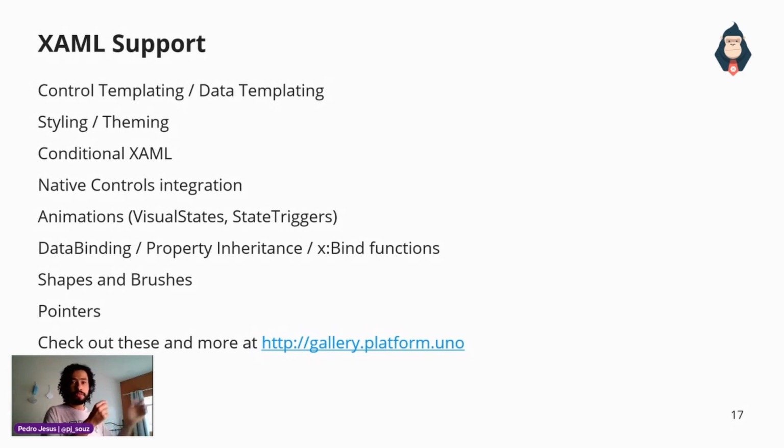It's like an ifdef. You know, those compilation directives like if Android does this and if iOS does that, else. So you have that in XAML, which is pretty cool, pretty amazing. And native controls integrations, they have animations with visual states, state triggers, and storyboards as well. Data binding and x:Bind functions, shapes and brushes and pointers, and much more.